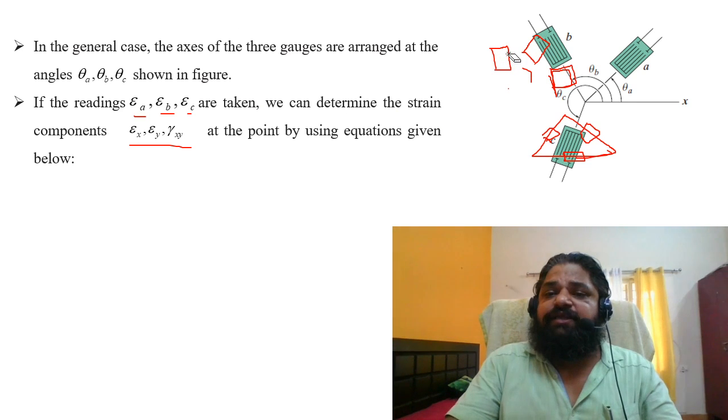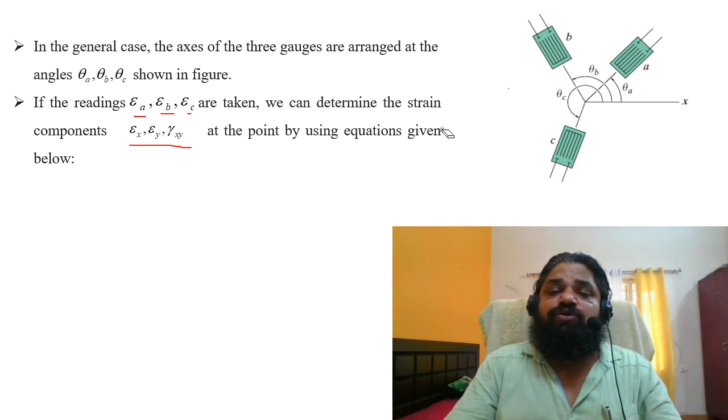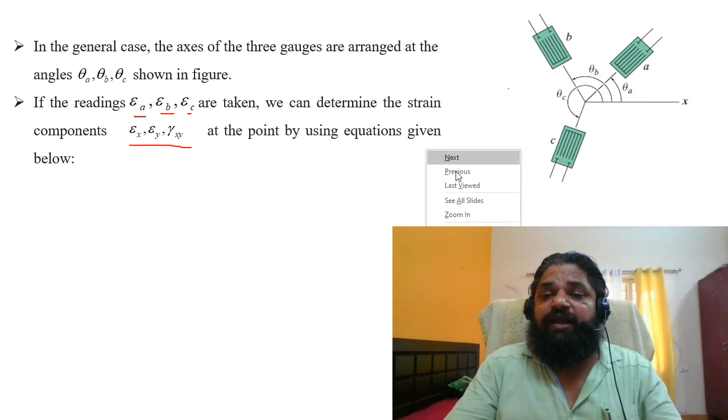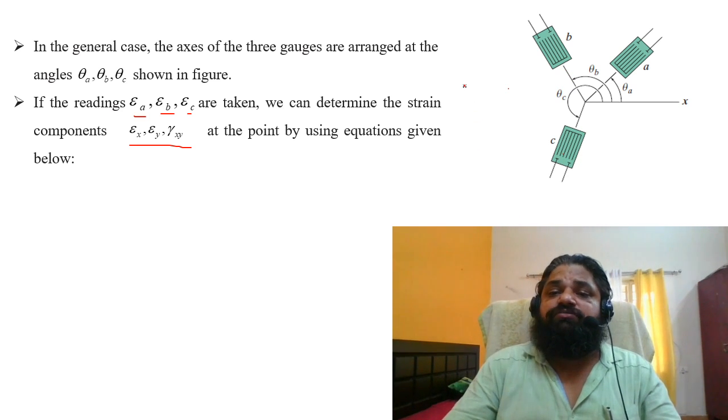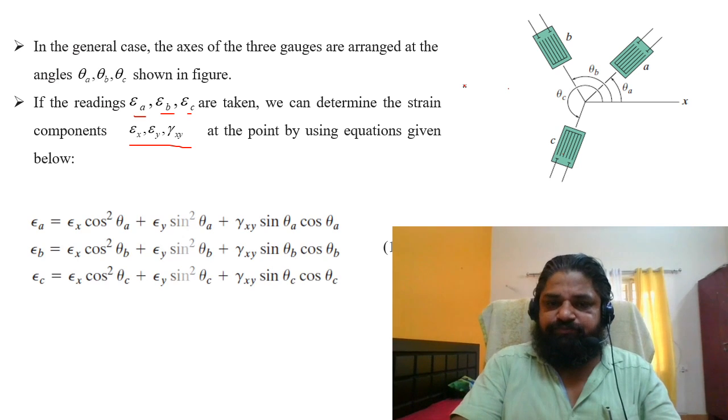Let us say theta A, theta B are all known to me, it is given, then I can put all these values. Based on the user's requirement or understanding, he can change the angle, he can put the angle to arrange a strain rosette or strain gauge, whichever is as per the interest of the person who is observing. It is based on the observer's interest.